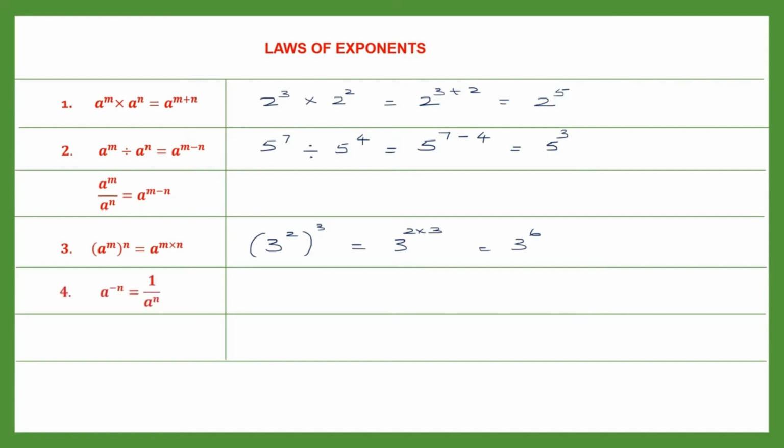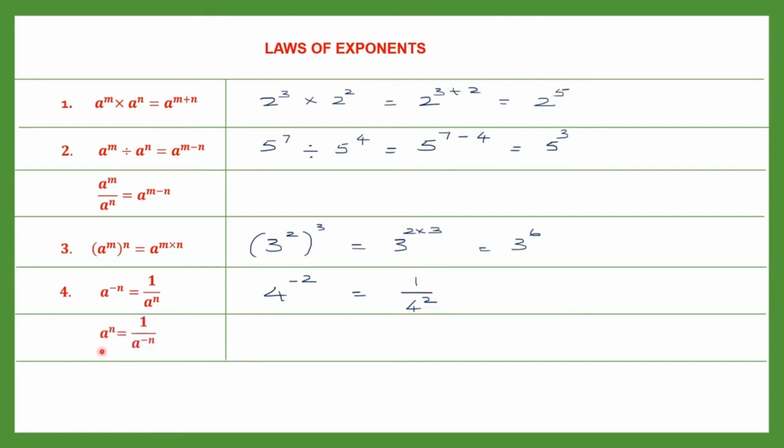Next, we have the negative exponent. So here can you see the exponent is negative. If the exponent is negative, then we write it this way. Now suppose I have here 4 to the power of minus 2. In this case, I write 1 by 4 to the power of 2. Now the power becomes positive. So 4 to the power of minus 2, I write it as 1 by 4 to the power of 2.